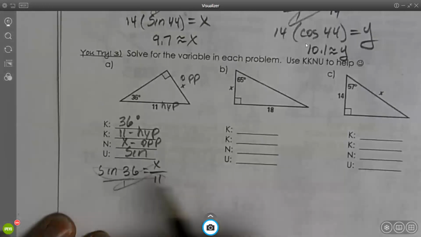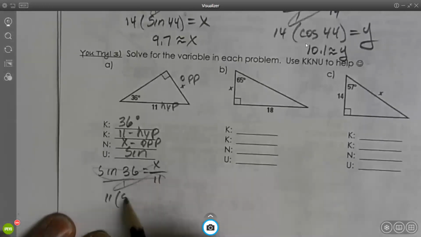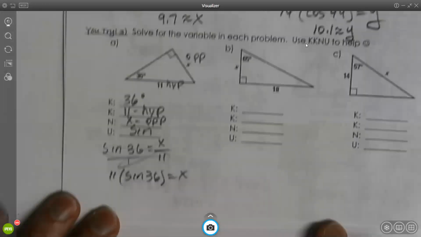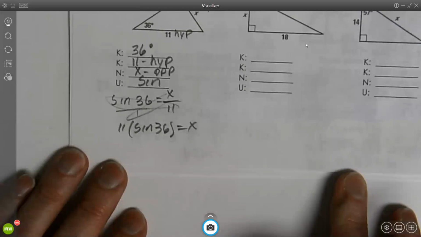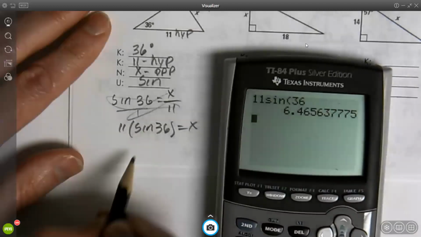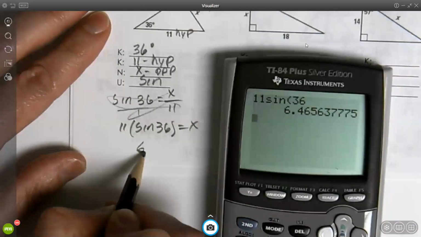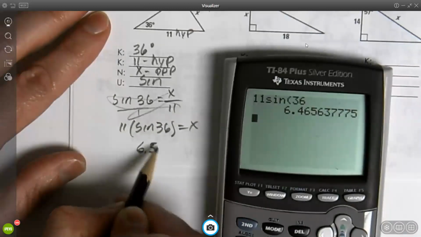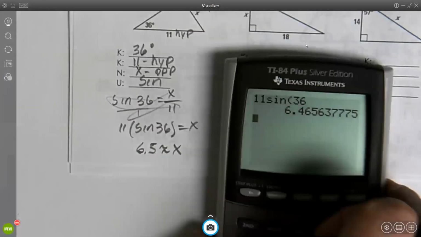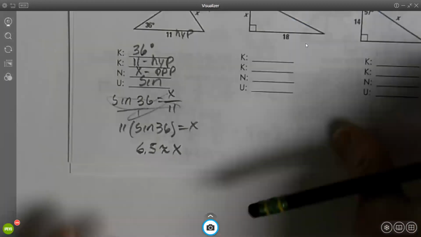Put it over 1 and cross multiply. We're showing our steps. We need to use a calculator. 11 times the sine of 36 is 6.5 approximately, if we're rounding to the nearest tenth. Just got to follow the directions to what they ask you to round by.